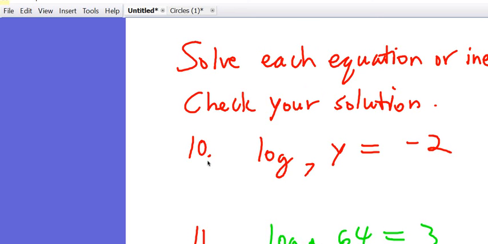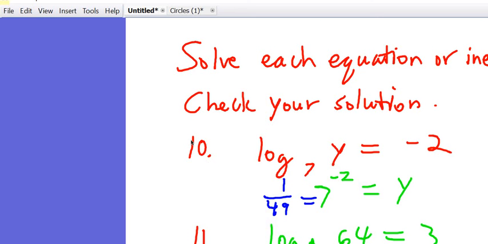Alright, so in the first one, log base 7 of y equals negative 2. Now we can't just plug this in the calculator. That's not going to do it. What we've got to do is convert it to an exponential function. So the base is 7 to the negative 2 exponent equals y. Now we can put that into the calculator. Now, what is 7 to the negative 2? It's really 1 over 49, right? 1 over 7 squared, which is 1 over 49. So you can leave it as 1 over 49, and that's the way I would rather you do it, instead of using the decimal.